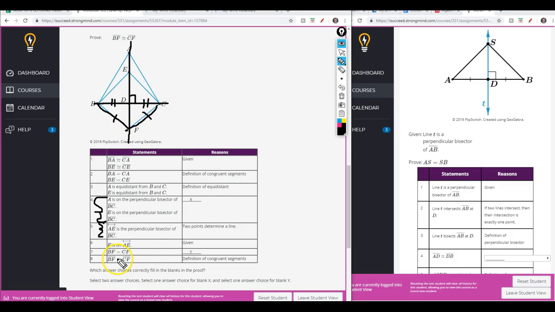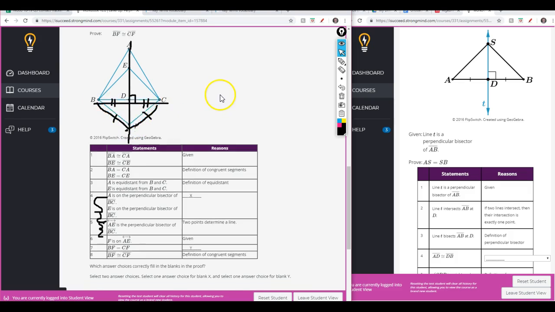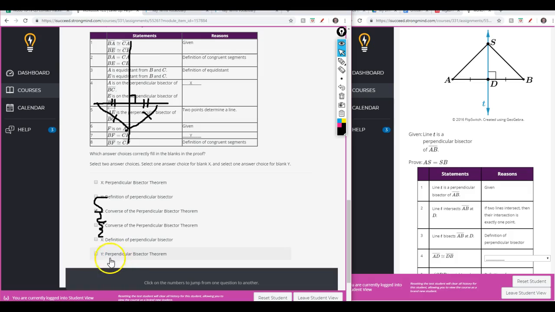So now it says, what is the reason that BF is equal to CF? That is because it is on the perpendicular bisector, which point F is on, right here. So it's going to cut these lines in half. So Y is perpendicular bisector theorem.